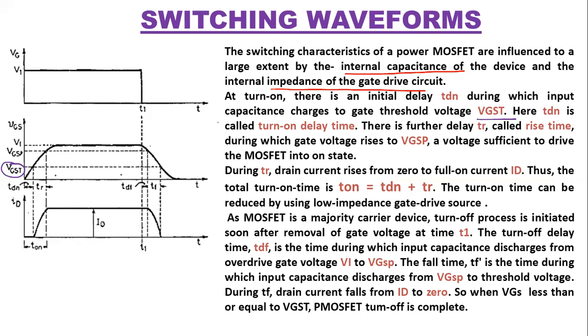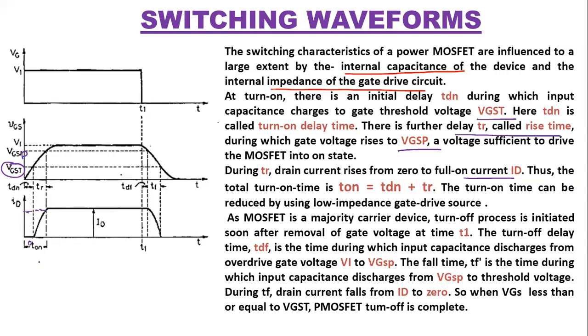There is a further delay TR called the rise time, during which the gate rises to VGSP. VGSP is the voltage sufficient to drive the MOSFET into the on state. During TR, the drain current rises from 0 to the full on current ID. So you can see the drain current is going from 0 to full on current ID up to TR.